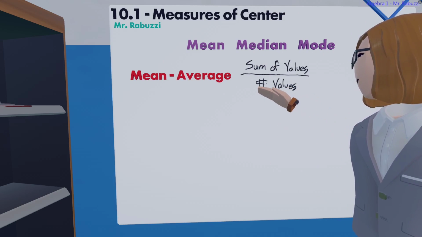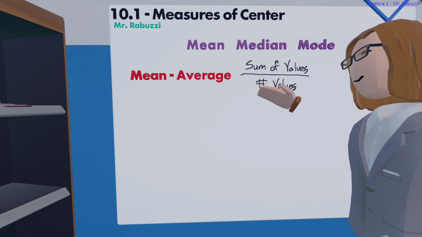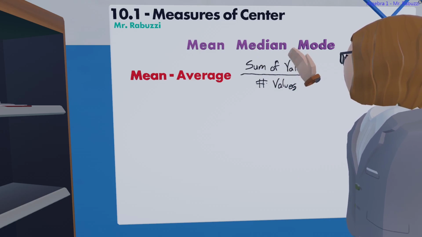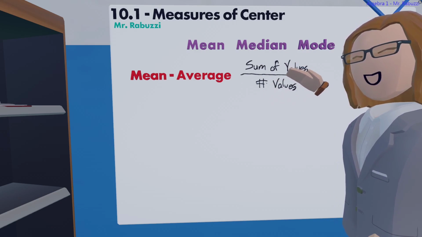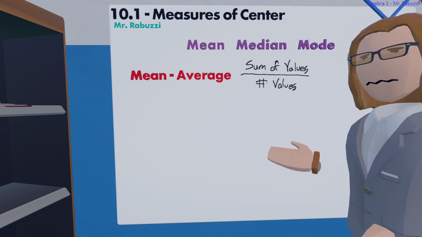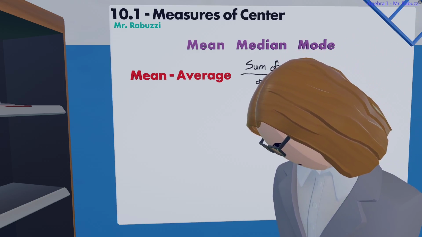Then I think, how many people did I just add up? How many scores did I just add up? Oh, that's right. There's 10 in my class. So once I get my big number, I will divide by 10 because that is how many numbers I added up. And then when I do that, boom, that is the average, the mean.